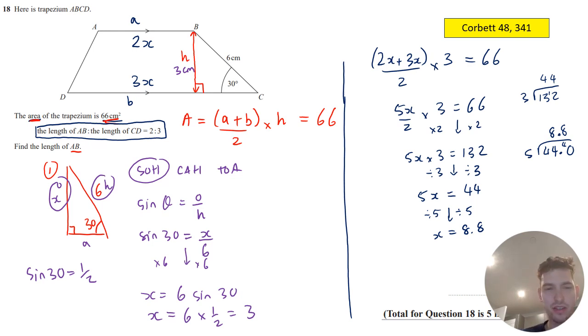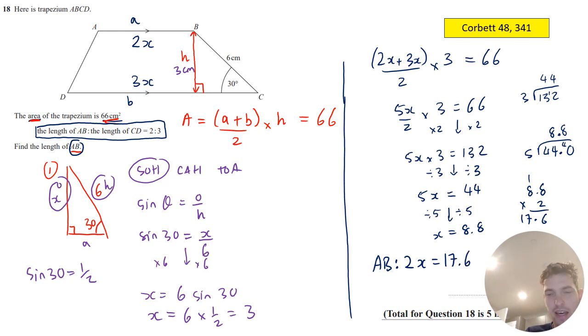Now, what does the question ask me? It tells me to find the length of AB. So to find AB, I need to find what 2x is. So I'm going to do 8.8 times 2, which, if you just double that, I get 17.6 centimeters. So a very tricky question there. The first part that was tricky was finding the height using SOHCAHTOA, and then knowing that I needed to use that ratio 2 to 3 to help me find the length of those two sides.